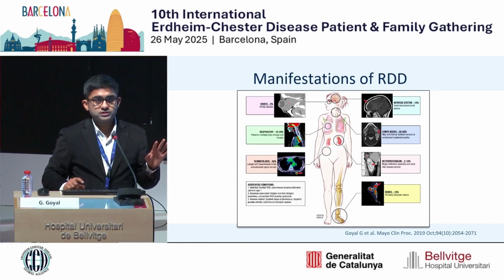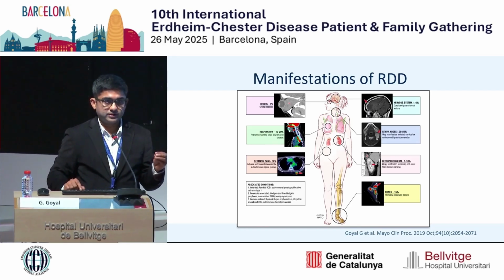Rosai-Dorfman disease was the last one to the party to be recognized as a cancer. Not until 2022 was it recognized as a cancer. And it used to be thought of as an autoimmune disease or a benign condition. Even still now, patients are told it's a benign disease. You don't need to worry about it.